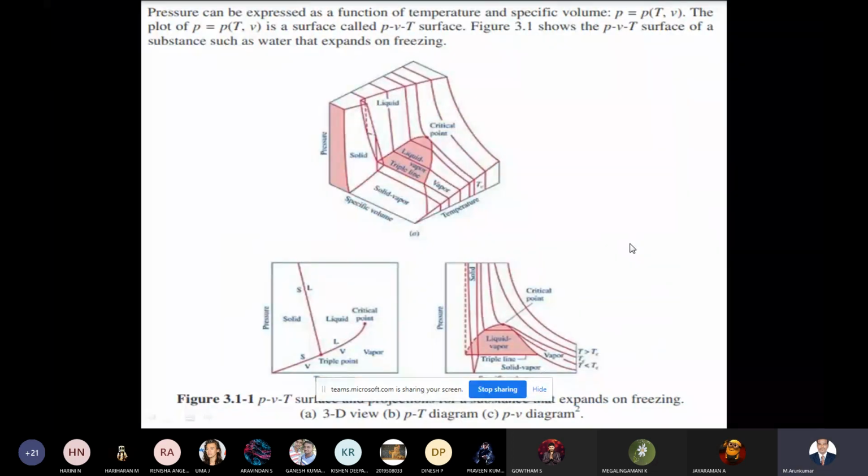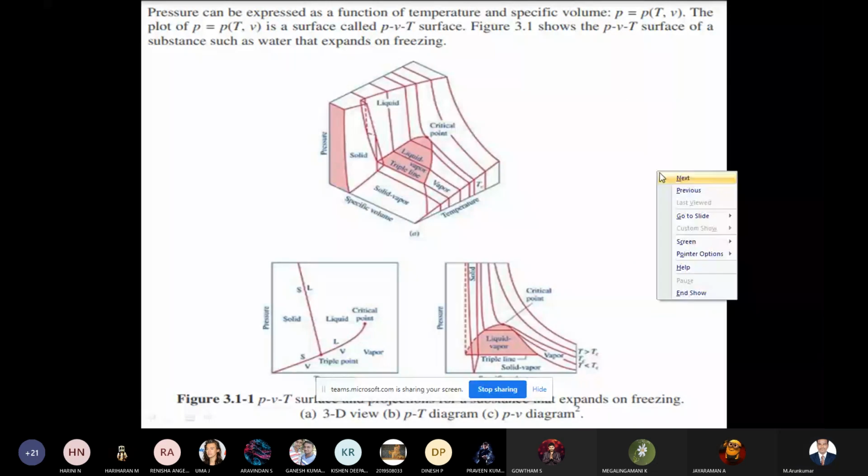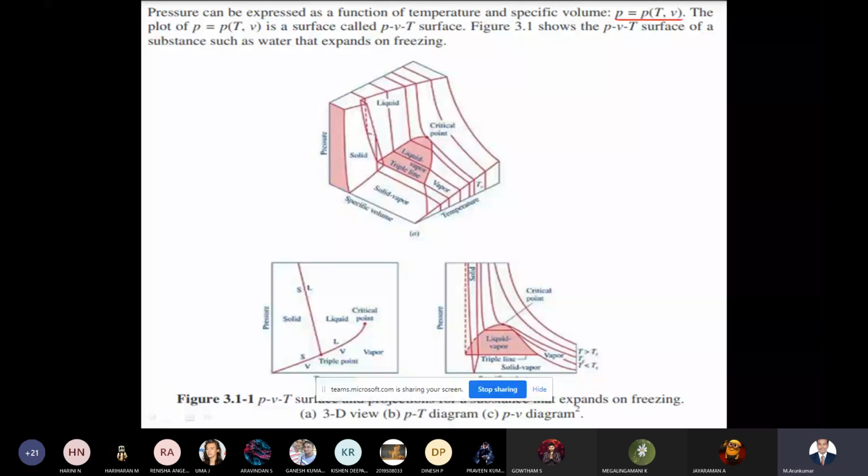P will be a function of temperature and the specific volume. Right. So the plot of pressure is a surface called the PVT surface. This figure shows the PVT surface of a substance such as water that expands on freezing. So we can have all the substances with this PVT surface diagram. For an example, we can take water and consider the PVT diagram of water.